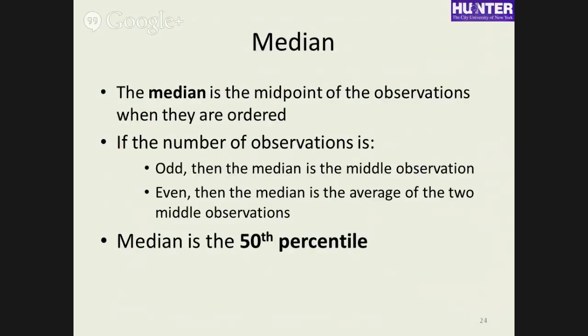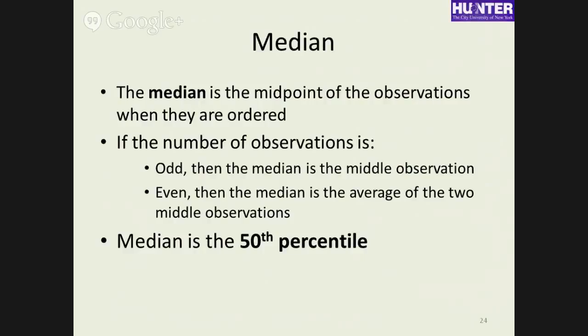Now the median, you don't do any adding at all. All you do is sort your observations from smallest to largest. And if it's odd, it's just the middle observation. And if it's even, it's the average of the two middle ones. That's one way of defining the median with an odd number.